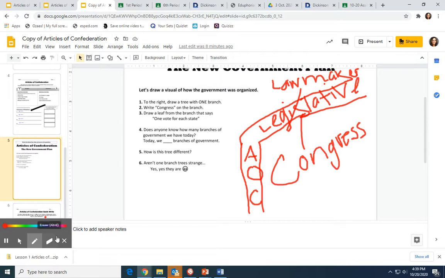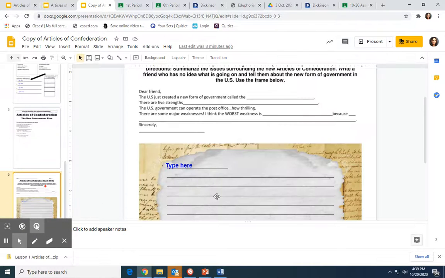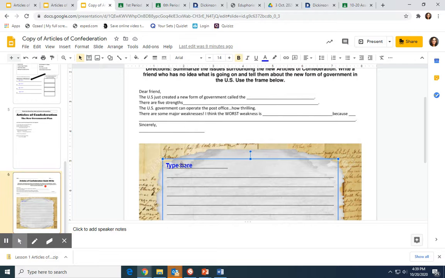Okay, so the next thing is you are going to write a letter. Don't make this difficult. Keep it easy. All you're doing is rewriting your notes. So you're going to type down here: Dear friend, the U.S. just created a new form of government called the what? What's our new form of government? The one big thing you learned about today, Articles of Confederation. There are, and that's a typo, this should be 4, because I only told you about 4 today. There are 4 strengths, and then list them.